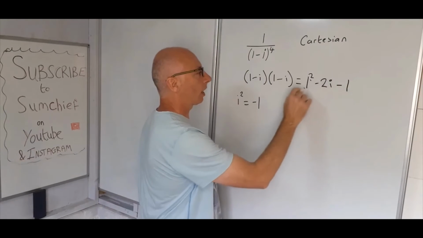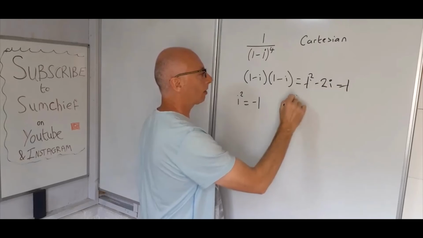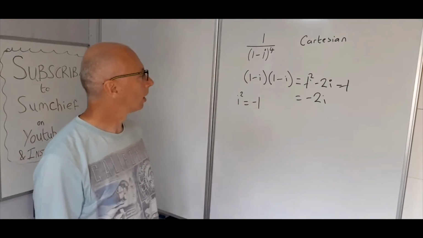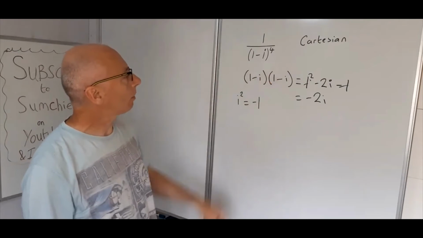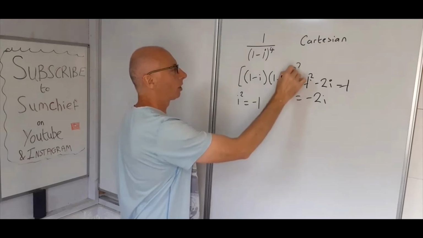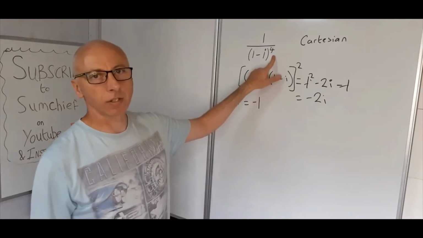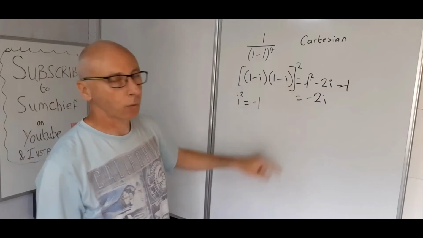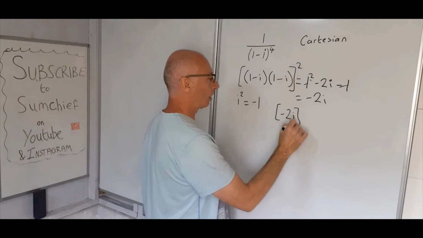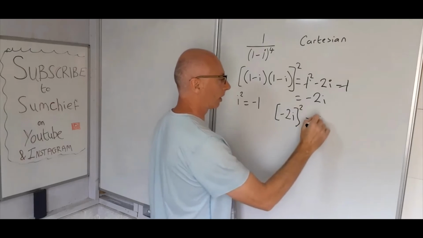Okay, so let's work this out. This one and this one cancel out. So then we're left with minus 2i. But now we want (1 minus i) to the power of 4. So all we do now is take this one and square it. That's going to be the same as that. So now let's square minus 2i. Let's take minus 2i and square it.